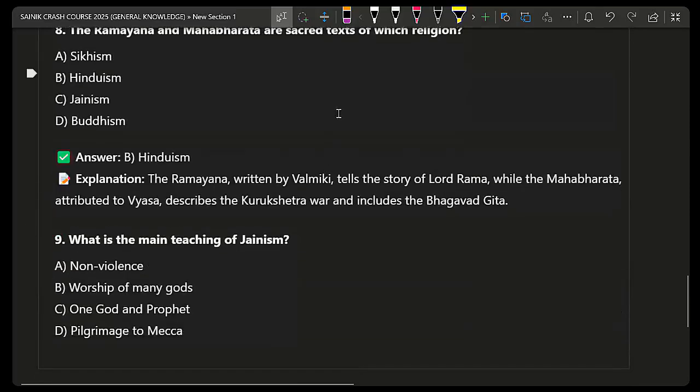What is the main teaching of Jainism? Non-violence, worship of many gods, one god and prophet, pilgrimage to Mecca.